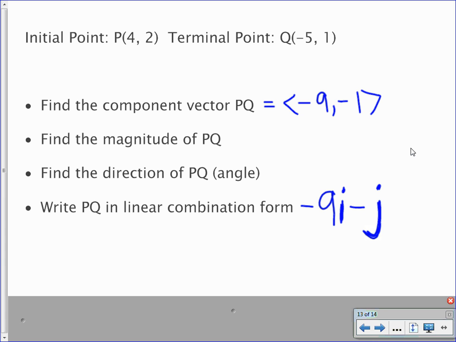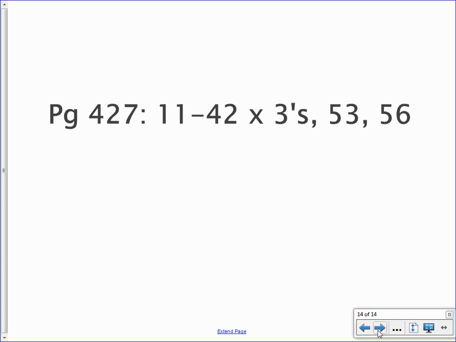Okay, so here is your homework. Tomorrow we'll continue and we'll look at more applications of what it means to add vectors. We're going to work with some forces tomorrow.